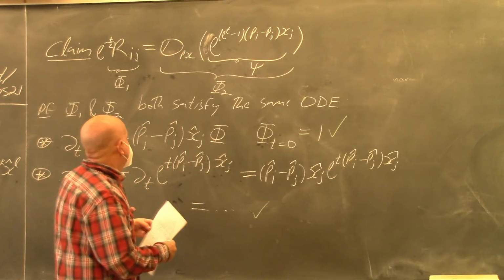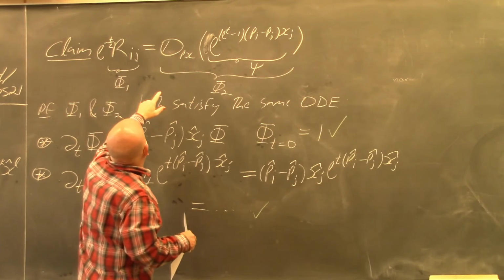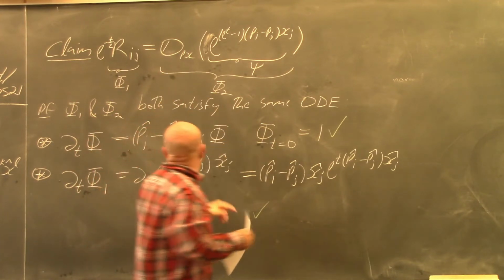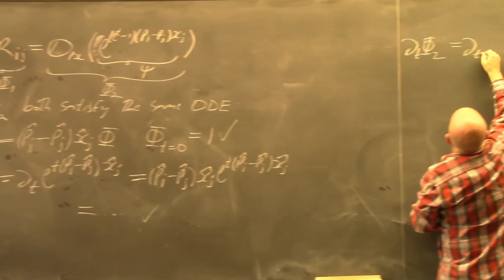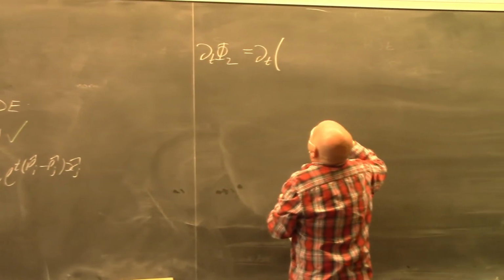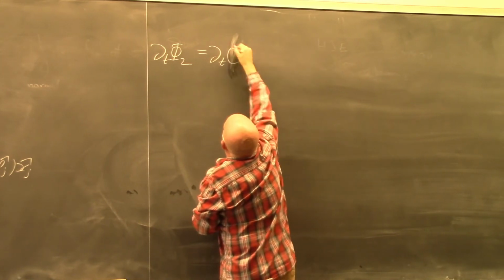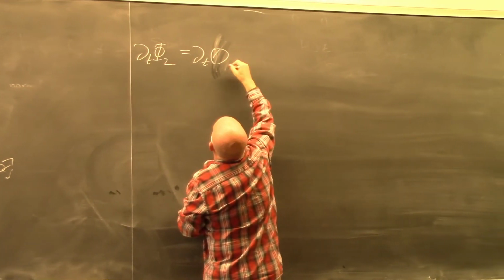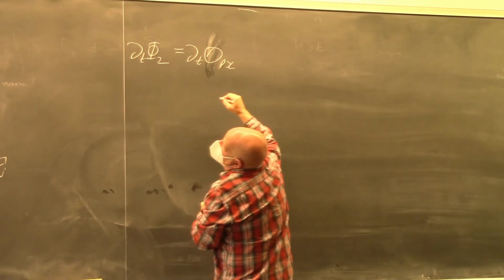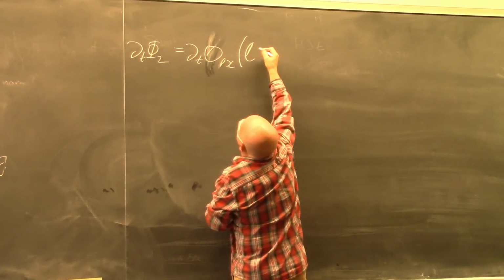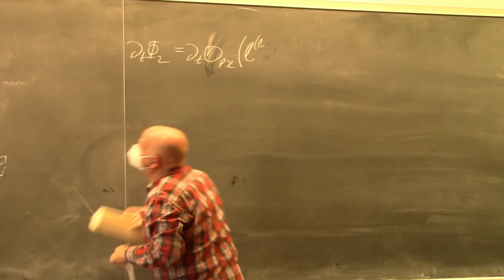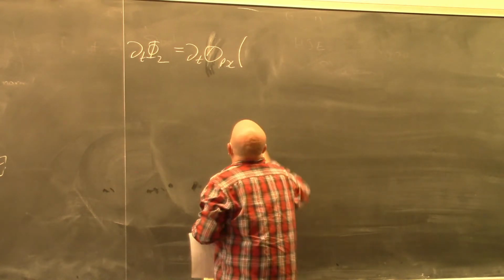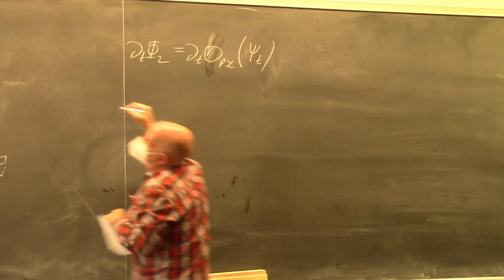But now comes the harder thing. The harder thing is to differentiate the right-hand side with respect to t. So I want to differentiate phi 2 with respect to t. So this is the derivative with respect to t of the ordering map, ordering p ahead of x, in e to, you know what, let me just write psi. Maybe I should emphasize that psi depends on t.